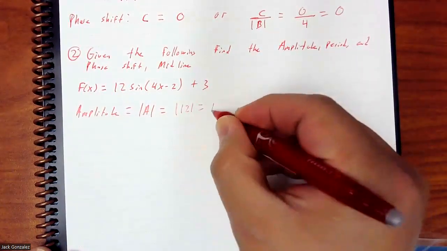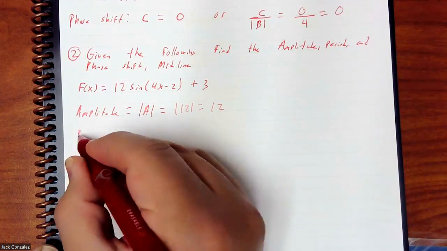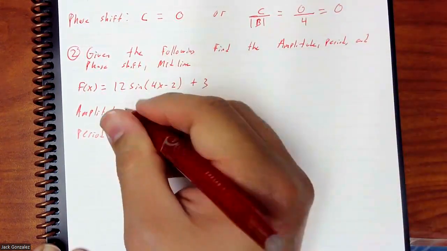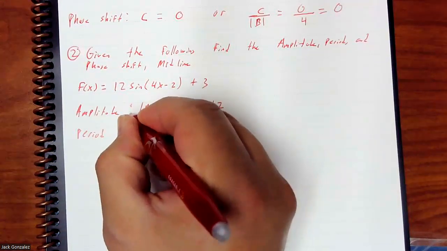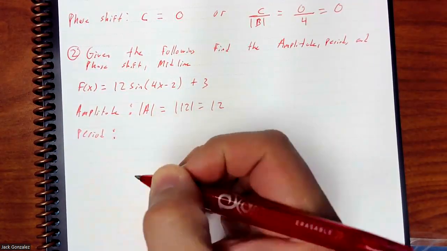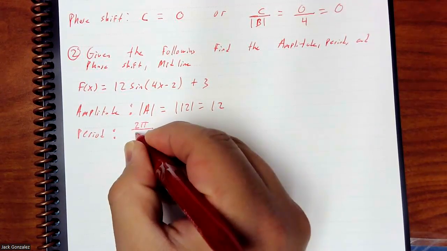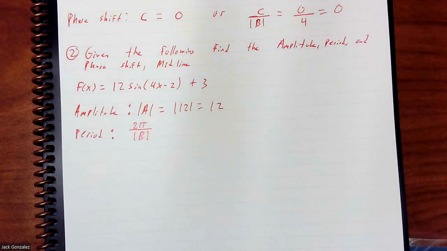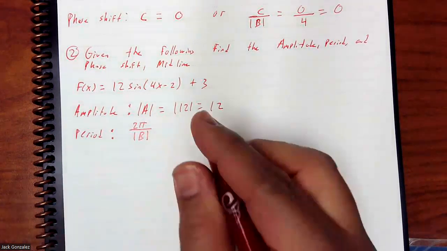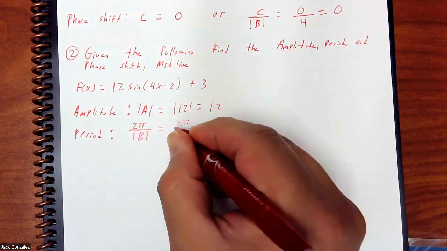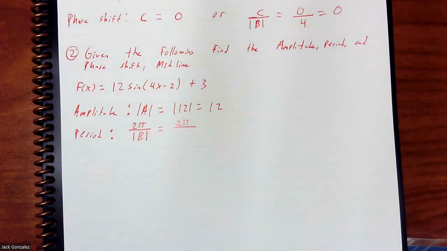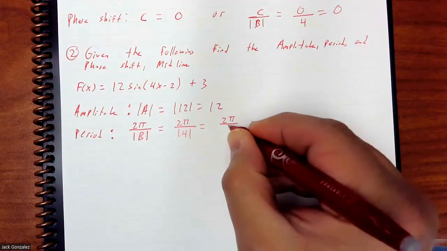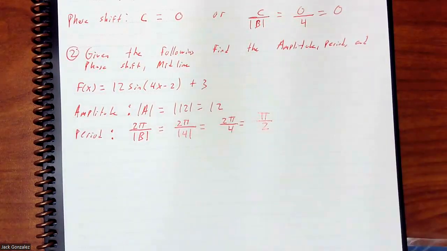Absolute value of 12 is 12. Okay. Period. Period is 2 pi over the absolute value of b, or omega, whatever. What is our b? Yeah, it's just going to be the number on the x. So similar to the last one, pi over 2.